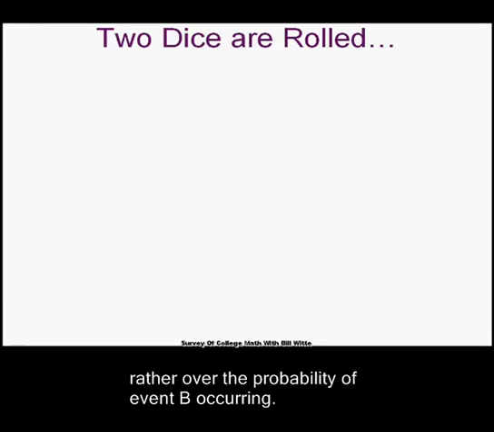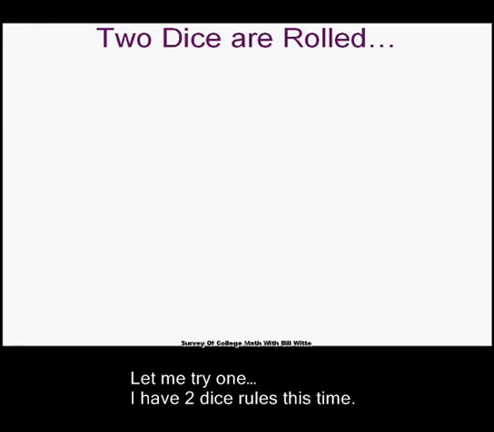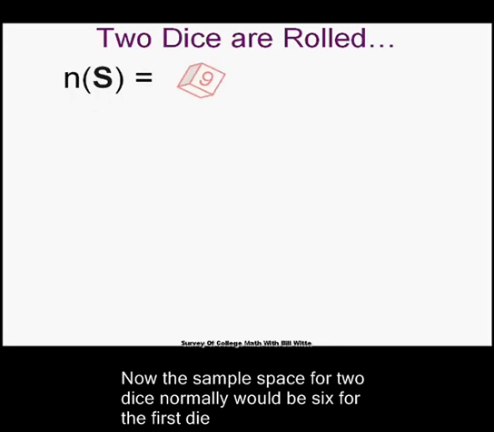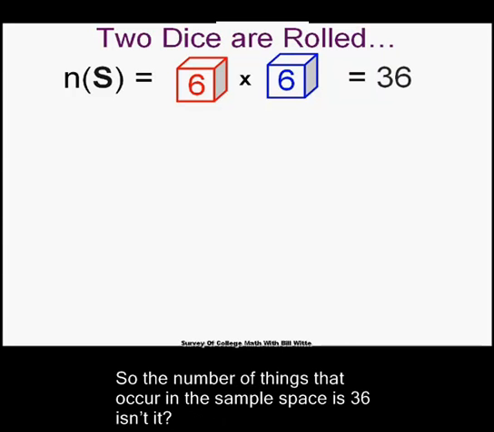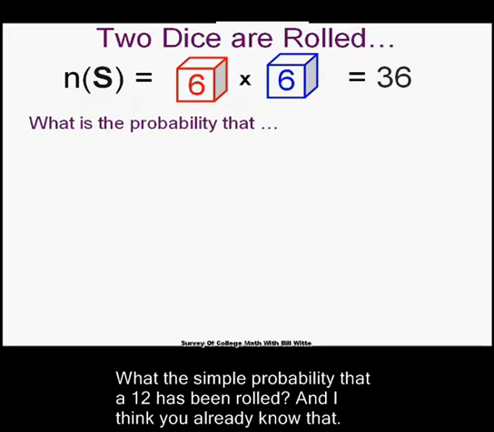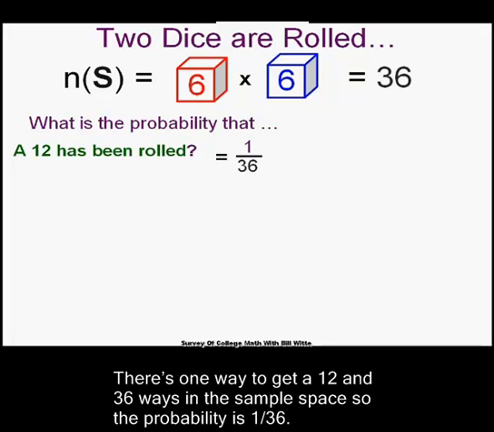Let me try one. We have 2 dice rolled this time. Now the sample space for 2 dice normally would be 6 for the first die and 6 for the second die. I'm going to differentiate them as red and blue. The number of things that occur in the sample space is 36, isn't it? Let's consider the probability that a 12 has been rolled. Well, I think you already know that. So there's one way to get a 12, and there's 36 in the sample space, so it's 1 out of 36.